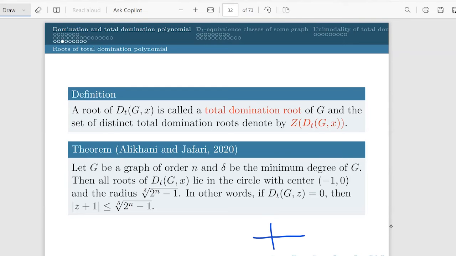So we have a circle with this center, and the radius of this circle depends on the order of the graph and the minimum degree of the graph. The radius of this circle is delta root of 2 to the n minus 1. In other words, if Z is a root of the domination polynomial of graph G, then we have this inequality for Z.